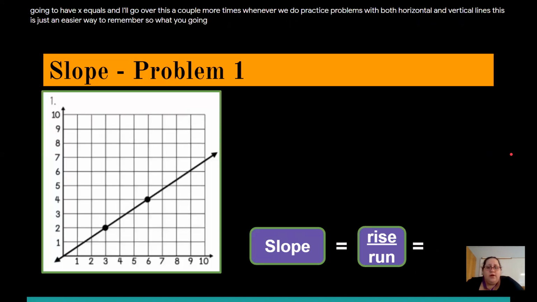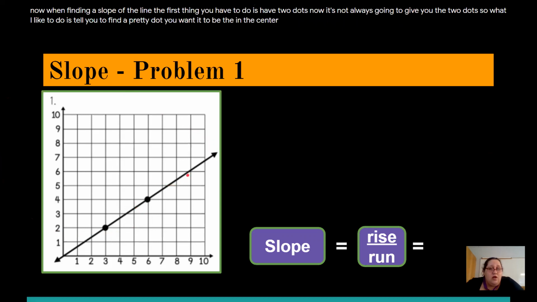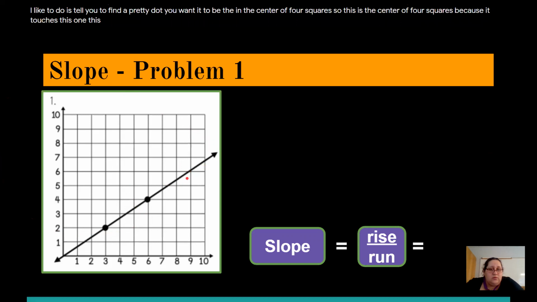So we're going to go ahead and do a practice problem. We're going to pick the slope of the line. Now, when finding the slope of a line, the first thing you have to do is have 2 dots. It's not always going to give you the 2 dots, so what I like to do is find a pretty dot. You want it to be the center of 4 squares. So this is the center of 4 squares because it touches this one, this one, this one, this one. So this was a pretty dot.